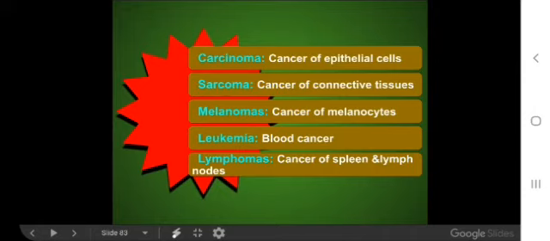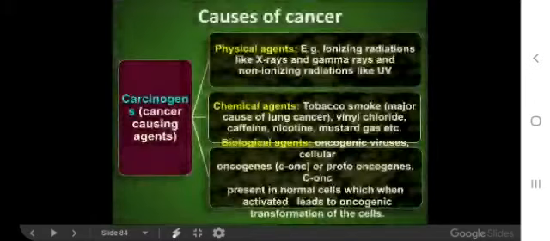Now, if the cancer is found in epithelial cells of the body, it is known as carcinoma. If the cancer is found in connective tissues, then it is known as sarcoma. If the cancer cells are found in melanocytes of the body, then it is known as melanoma. And if it is a kind of blood cancer, then it is known as leukemia, which is very famous. And the cancer of the spleen or lymph nodes is known as lymphoma. So these are all different types of cancers which are found in the human body.